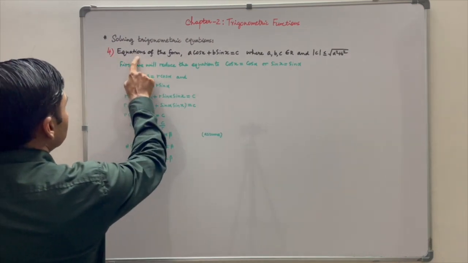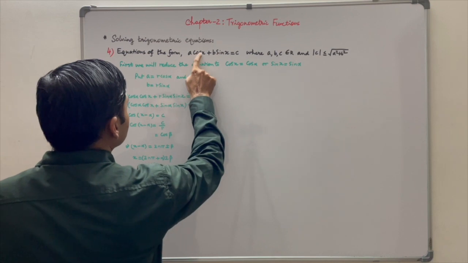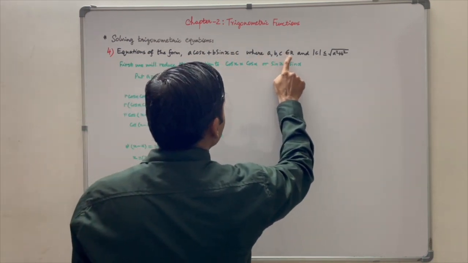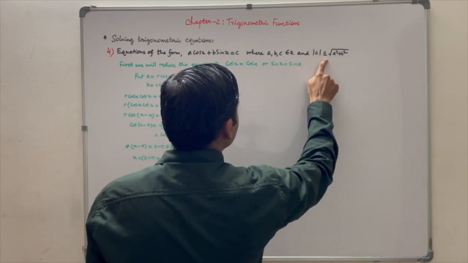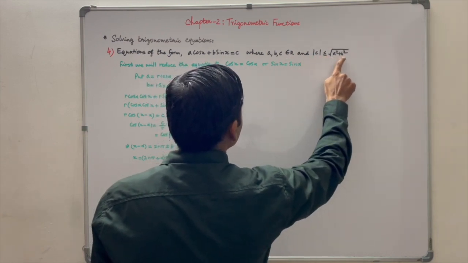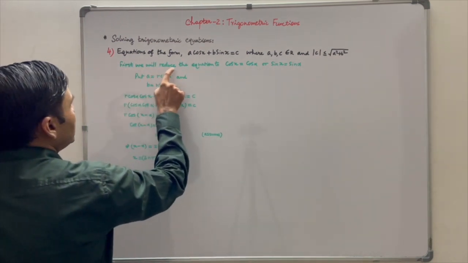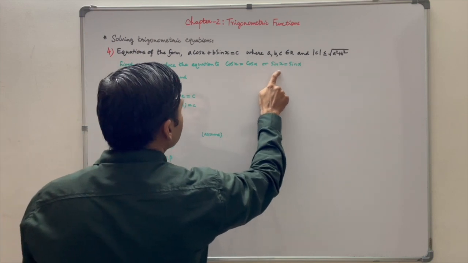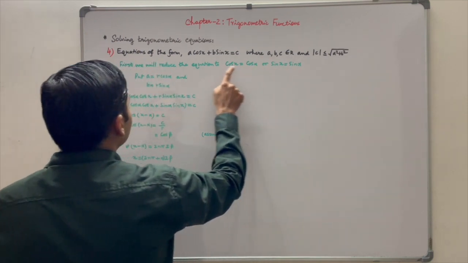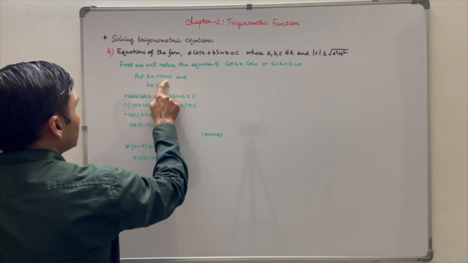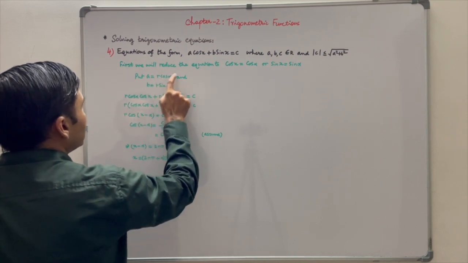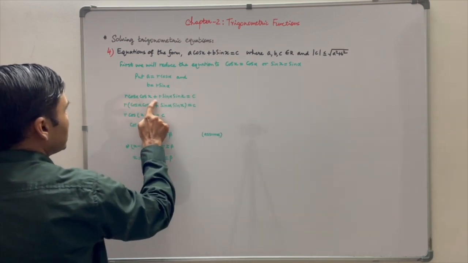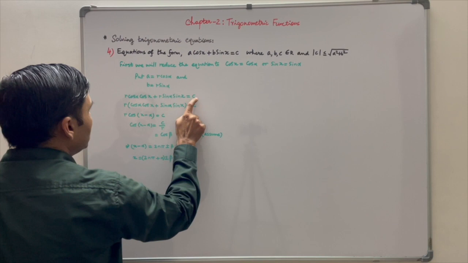Fourth question, equations of the form a cos x + b sin x = c, where a, b, c are real numbers and |c| ≤ √(a² + b²). First, we will reduce the equation to cos x = cos α or sin x = sin α. Put a = r cos α and b = r sin α in this equation. So r cos α cos x + r sin α sin x = c.